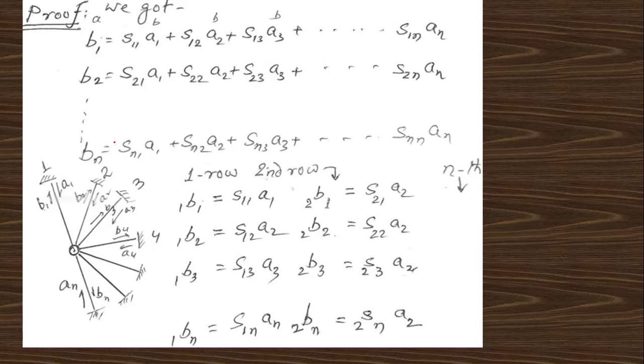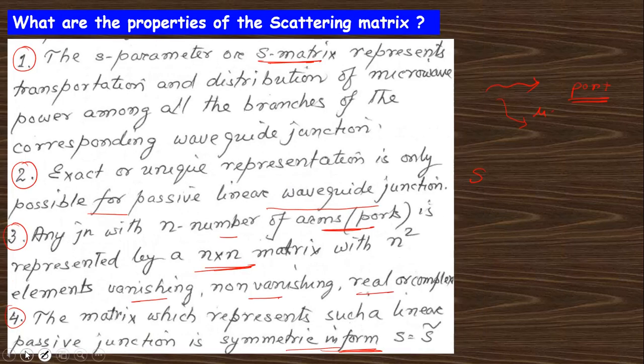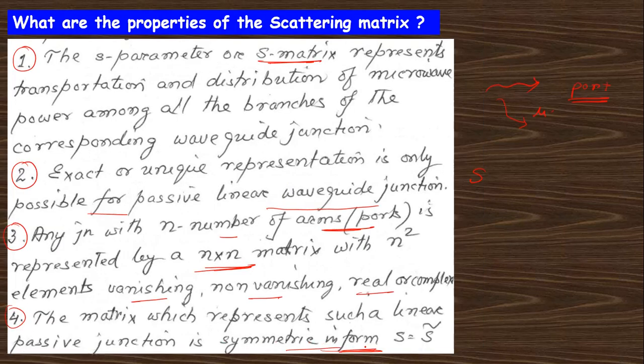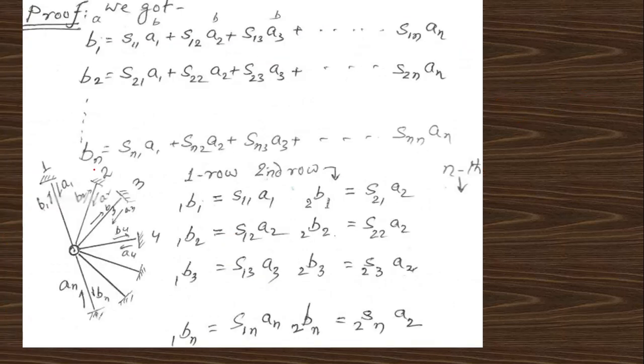So this will be the symmetry. Actually here, this scattering matrix, or the S parameter matrix, will be symmetric. This will be the proof here.